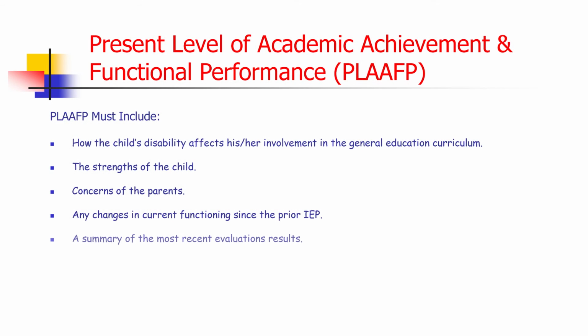It includes a summary of the most recent evaluation results. And oftentimes when summaries are included, it gives general information such as an IQ score that was in the low average range and achievement testing that was in the low average range. That may not be sufficient information so that the IEP team can determine appropriate accommodations and supports and programming. And I'd like to give you an example of that.